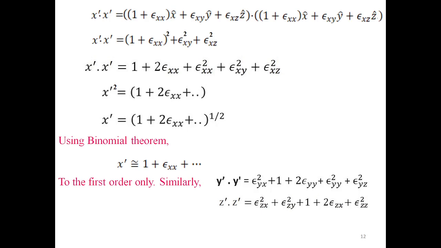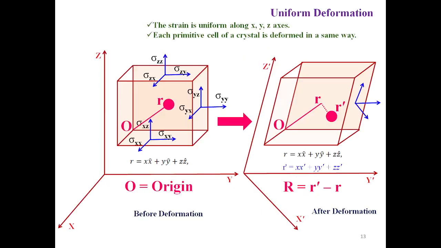So x prime dot x prime gives 1 plus 2 epsilon xx plus epsilon squared xx plus epsilon squared xy plus epsilon squared xz. And by omitting the higher orders of strain, that means the epsilon squares, we get x prime squared equal to 1 plus 2 epsilon xx. So x prime is square root of 1 plus 2 epsilon xx. By using binomial theorem, if we expand, we get x prime equal to 1 plus epsilon xx to the first order only, and the higher order terms of strain we are neglecting. Similarly for y prime dot y prime and z prime dot z prime, we have got the expressions.